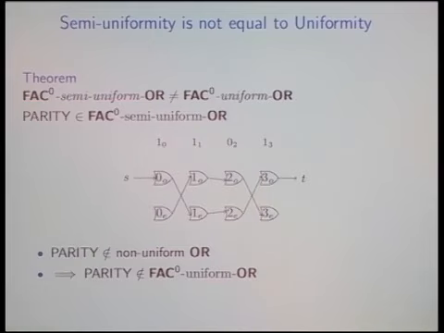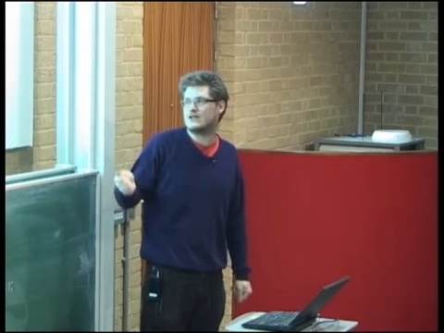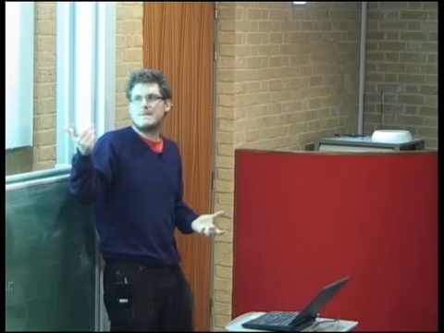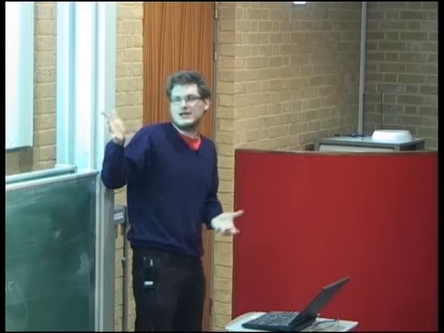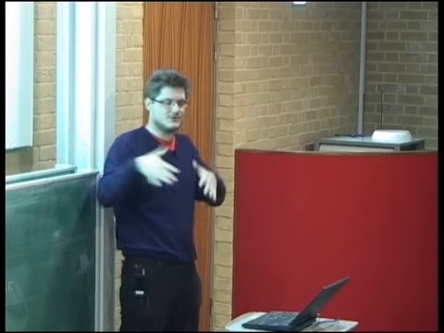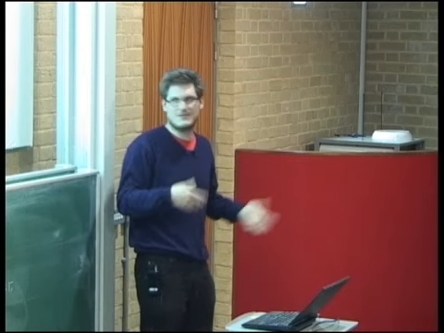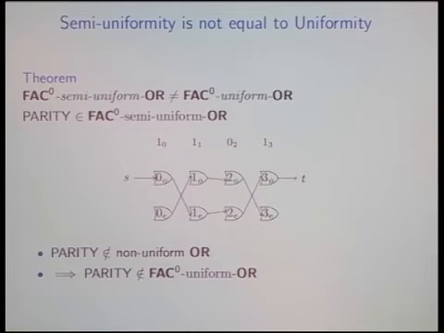But we can then see that parity is not in uniform OR, because we can think of an OR circuit as just a big collection of OR gates, and we can just replace that with a single OR gate. So if parity was accepted by a uniform OR circuit, then OR would be equal to XOR, which it is not. So we can see that semi-uniformity and uniformity are not the same. We've found a counterexample to the conjecture that uniformity is equal to semi-uniformity.